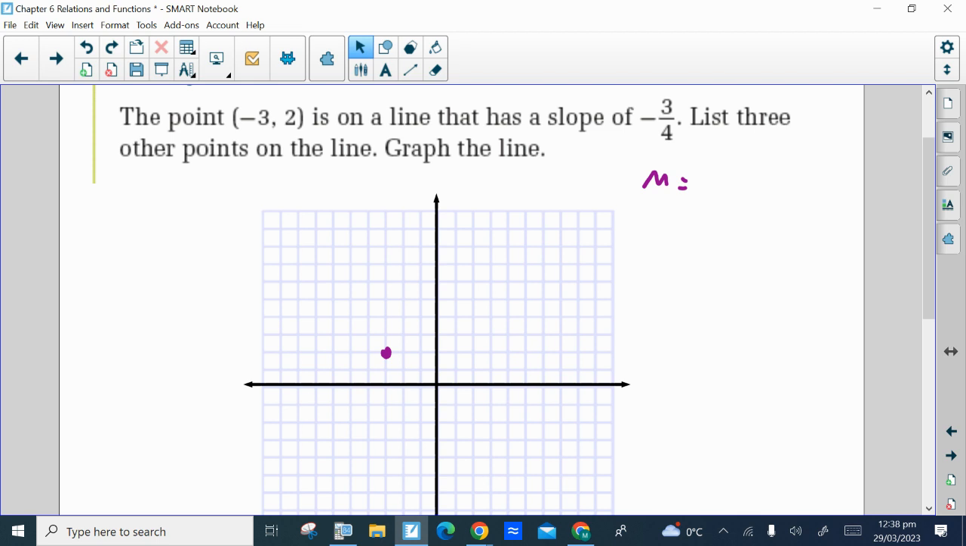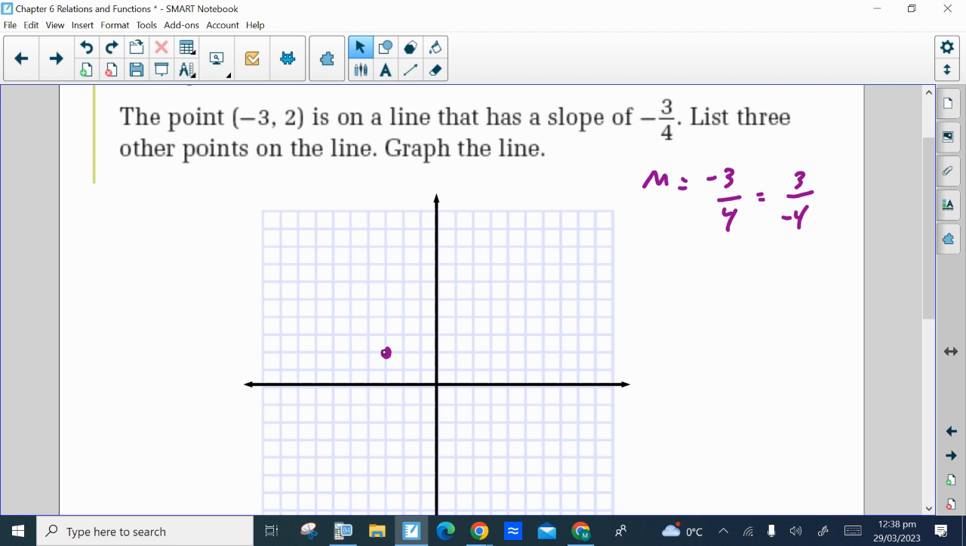So what you have to remember is that when a fraction is negative, it means either the top or the bottom is negative. This could be negative 3 over positive 4, or it could be positive 3 over negative 4. If the top number is negative, that means you're going to rise negative. And when the bottom number is positive, you're going to run positive. So what would that look like?